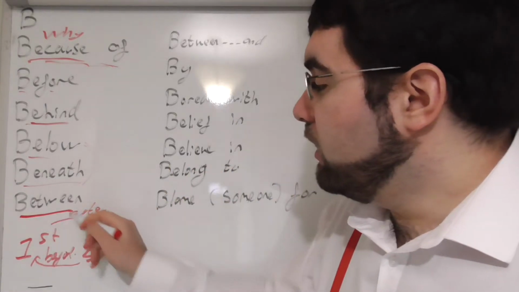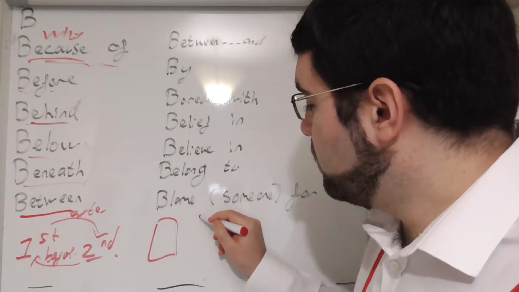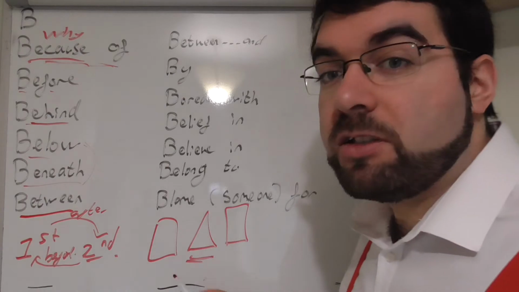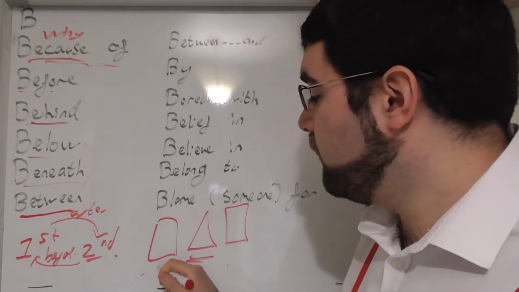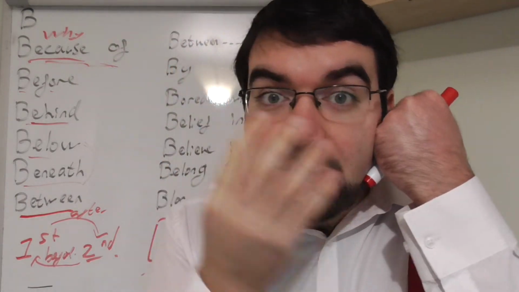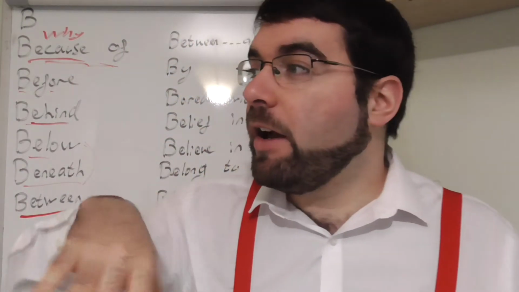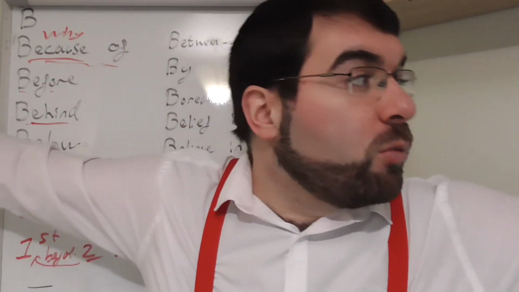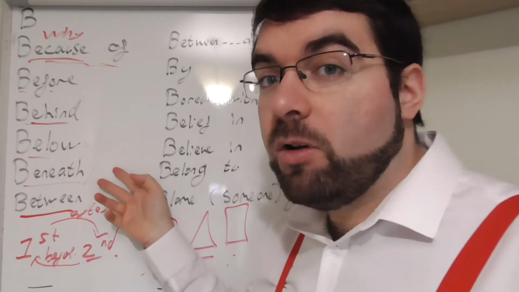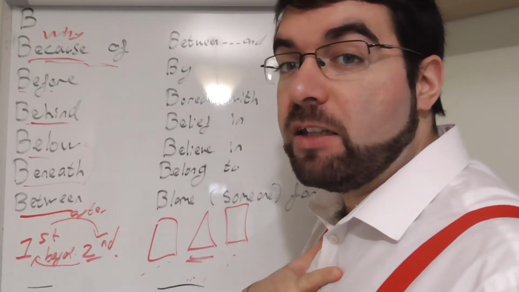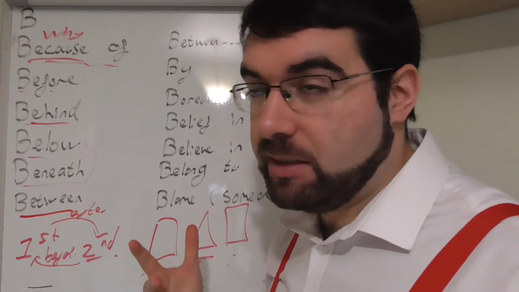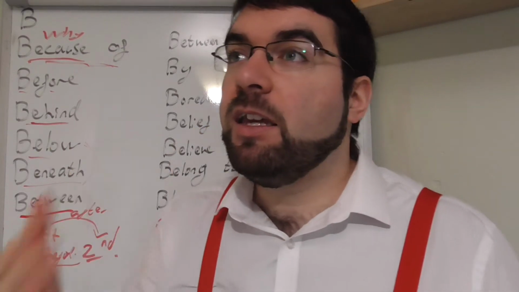And between. There is a triangle between the squares. My face is between my hands. I am between a wall and another wall. I am between the camera and the whiteboard. Makes sense.